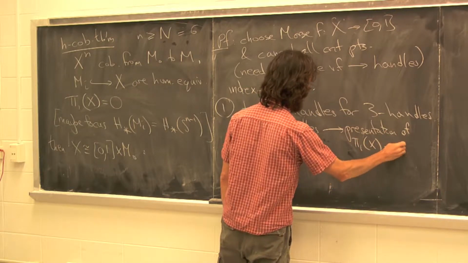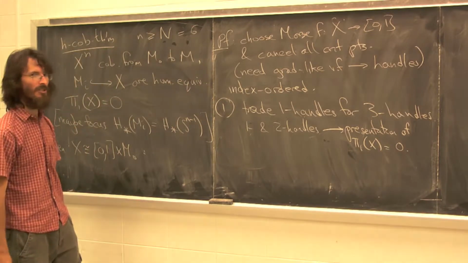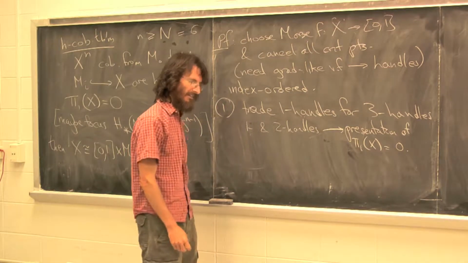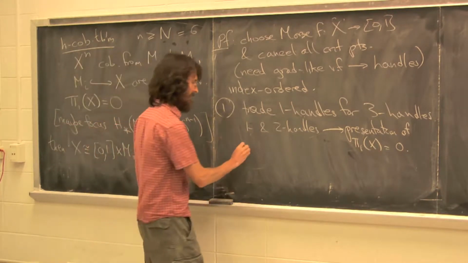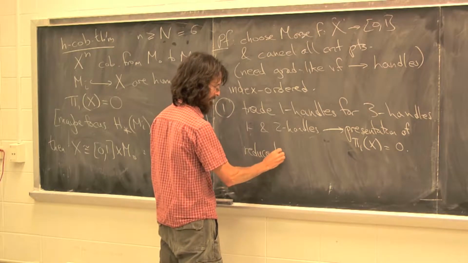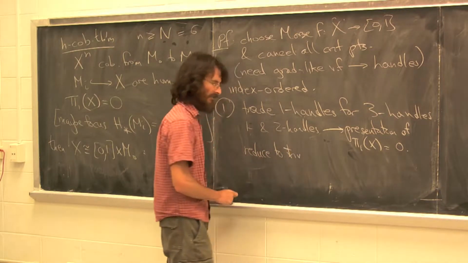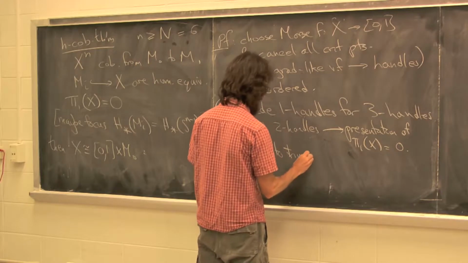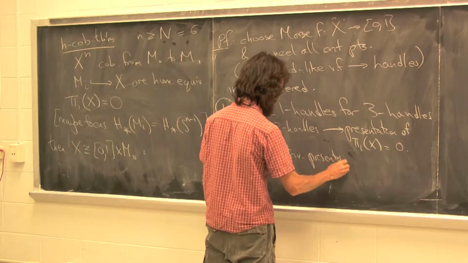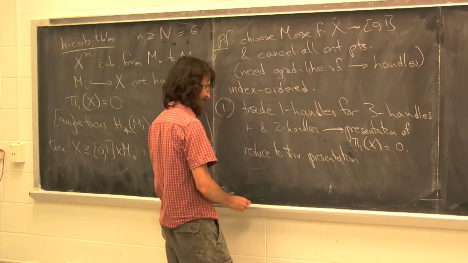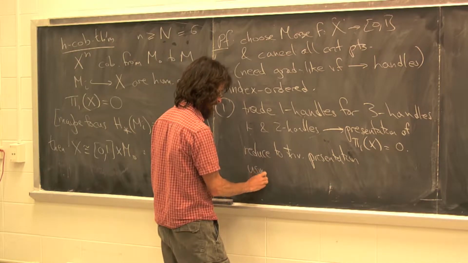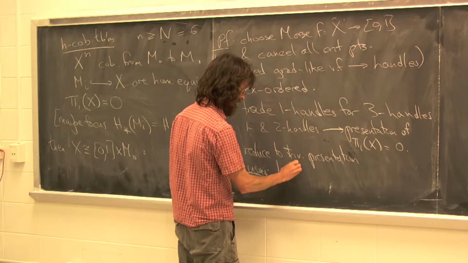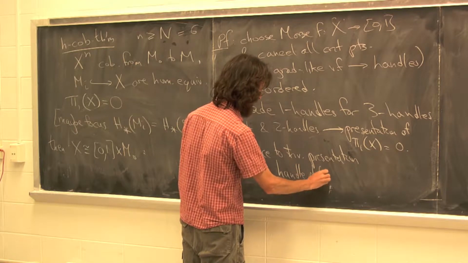X is simply connected, it's trivial, and so we know that we can reduce to the trivial presentation of the trivial group. Trivial presentation just means some generators, and each generator is the identity. It's declared to be the identity by its relation. The trivial presentation using these moves. And so what do we need to do? Well, first of all, we were going to use handle slides.